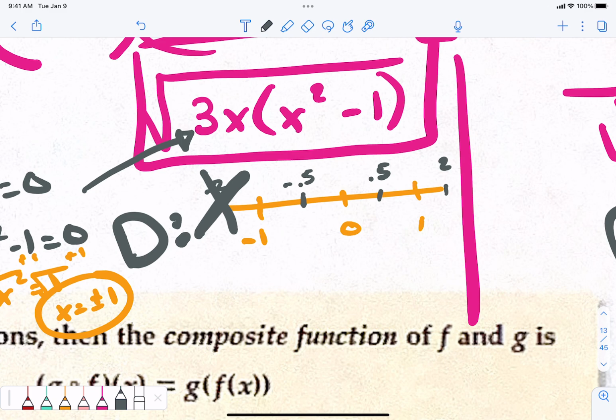Negative 2 is not going to work, because it's going to be negative. Negative 0.5 may work. It's x squared, so everything is negative? No, but then this would become negative 6 times a positive. Okay, so 0.5 and negative 0.5.